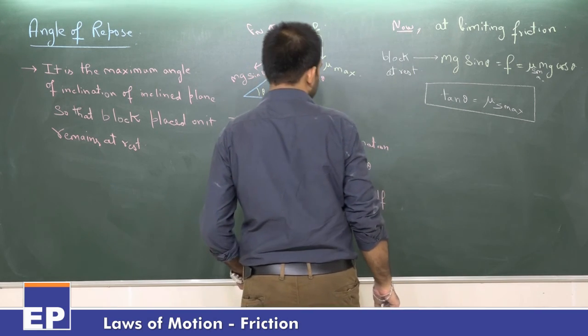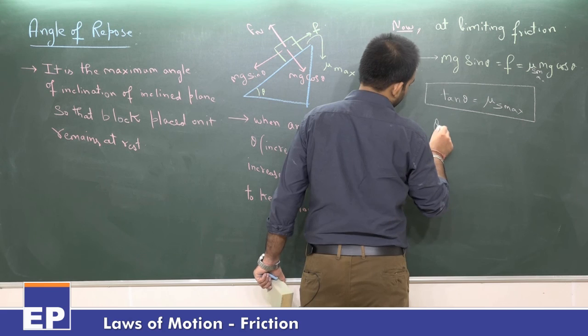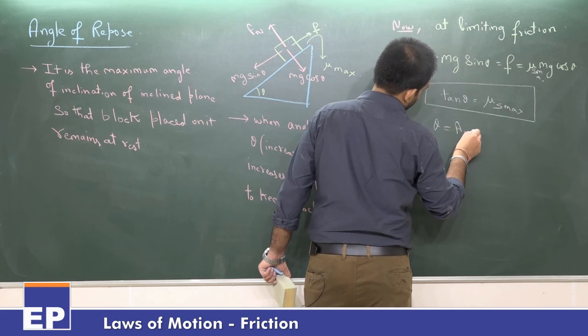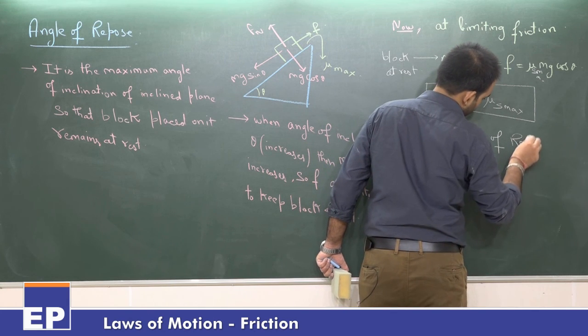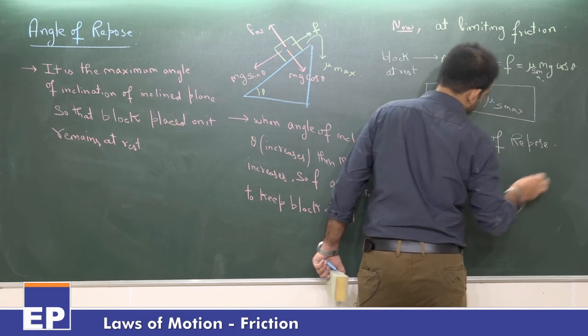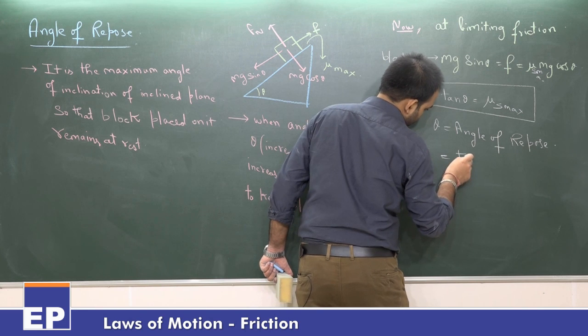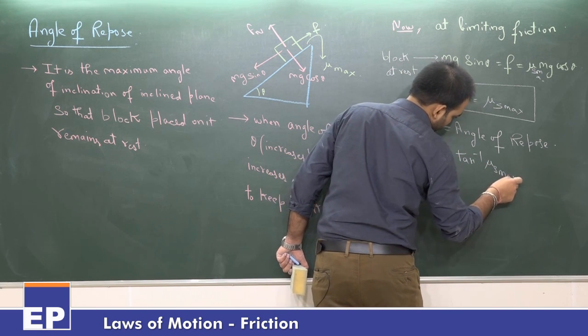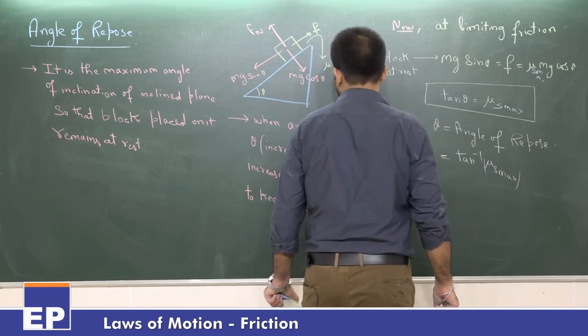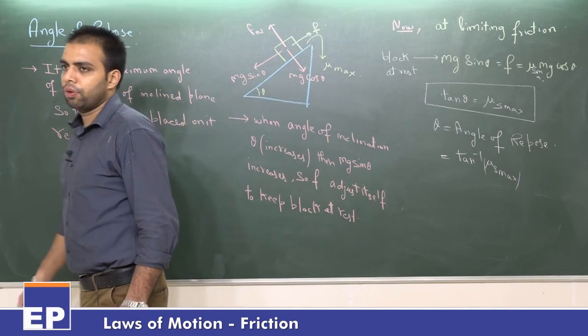तो tan theta is mu s max. तो theta is called angle of repose. इसकी वैल्यू कितनी है? Tan inverse of mu s max. Right? So this is called angle of repose.